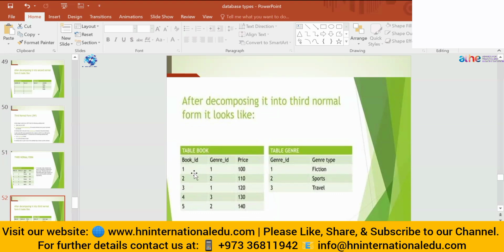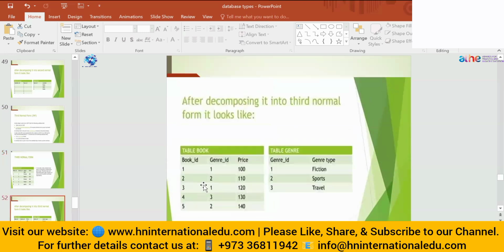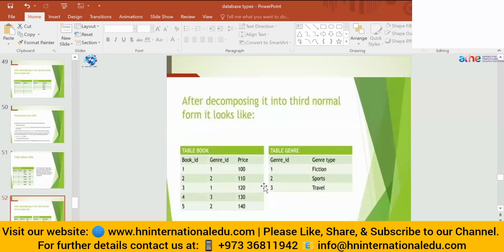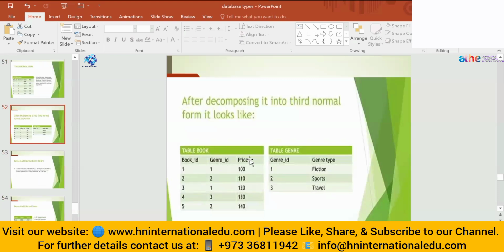After decomposing it into the third normal form, it looks like this. As you can see here, book IDs 1, 2, 3, 4, 5, then again book ID, genre ID, and we have the price. Then we have genre IDs 1, 2, 3, and genre types fiction, sports, and travel. We just have to arrange them in the third normal form. The remaining normalization types will be discussed in the next class, inshallah.